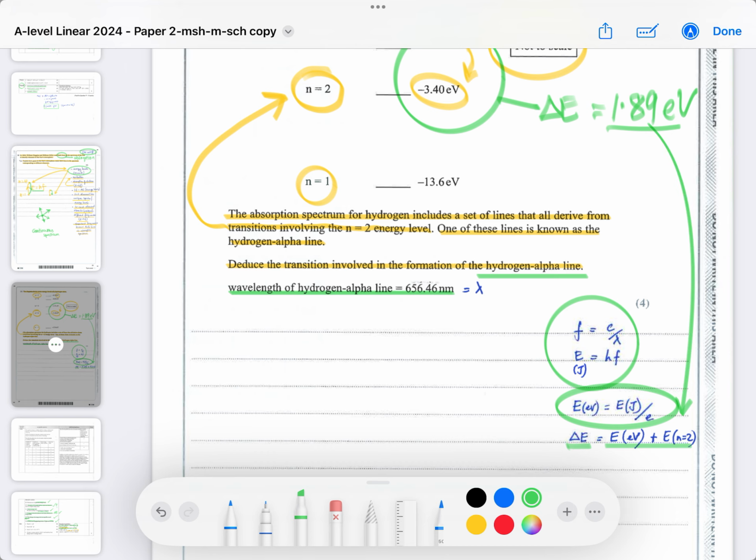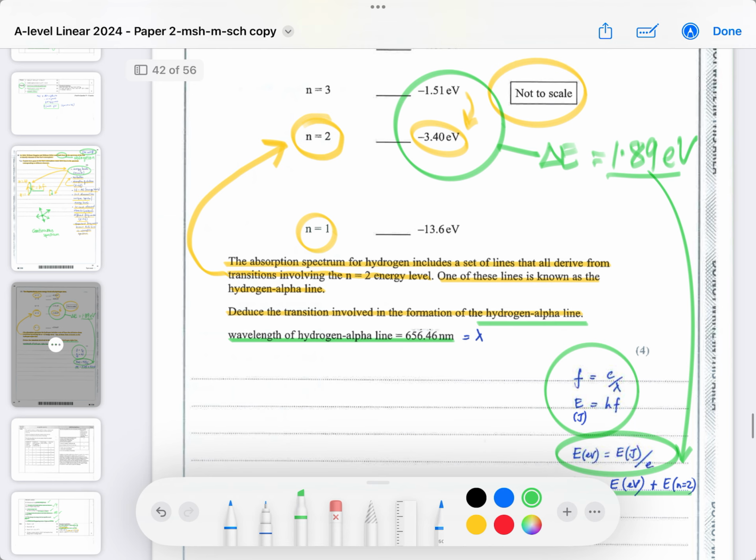Okay? So you would say it's the transition, the absorption line pushing an electron up from n equal 2 to n equal 3. So this line will bump it up from the n equal 2 level at minus 3.4 to the n equal 3 level. Okay, hope that makes sense.